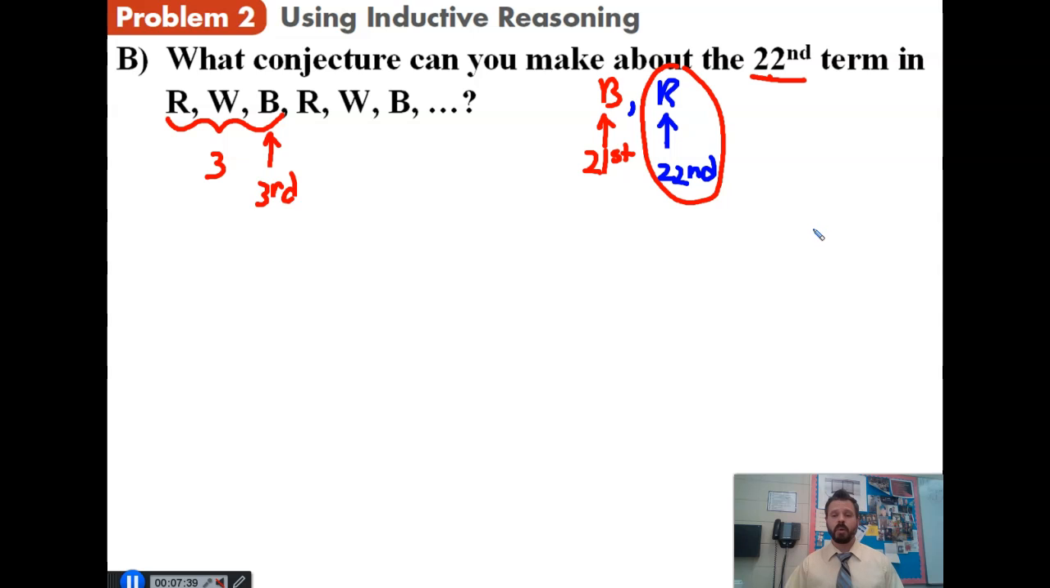All right, problem 2, part C is the same thing. Why don't you take a minute, pause the video, work through that, try it on your own, and then hit play to check the answer.